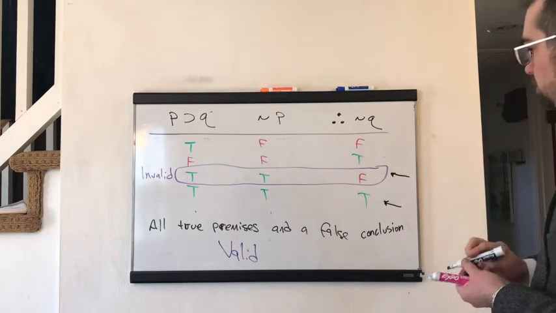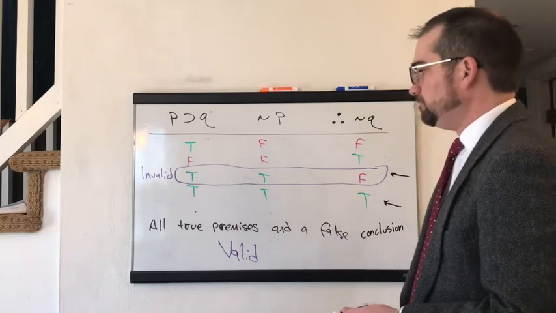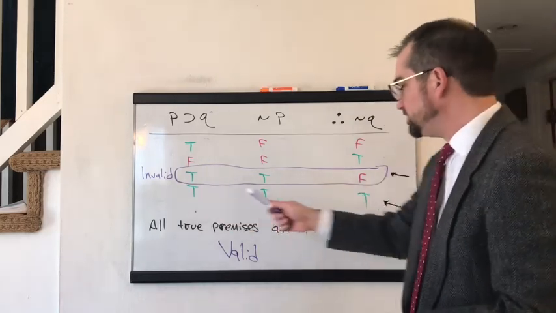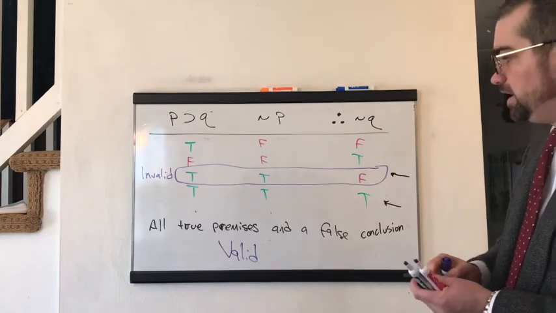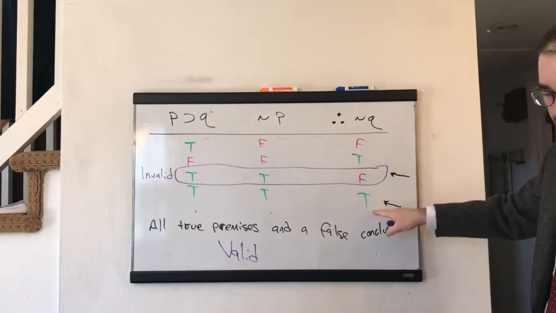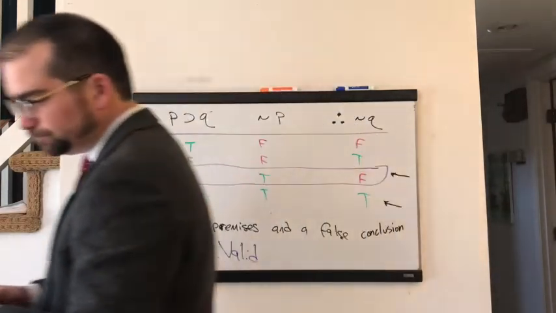And you know what? These rows don't matter. They don't tell us anything. Not a thing, because we need to have all true premises and a false conclusion to determine invalidity for an argument. And remember, if you have one row that's invalid, it doesn't matter if you have other rows that are valid.